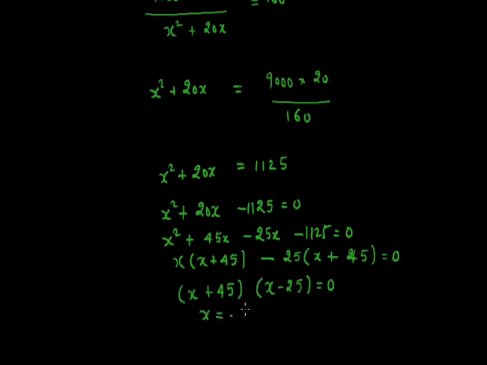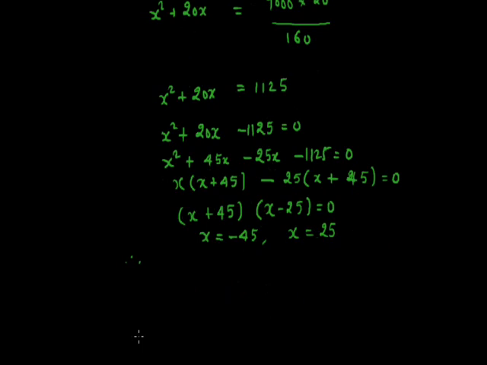So x equal to minus 45, but the number of persons cannot be negative, or x equal to 25. So therefore the original number of persons in the beginning is equal to 25. Now next example.